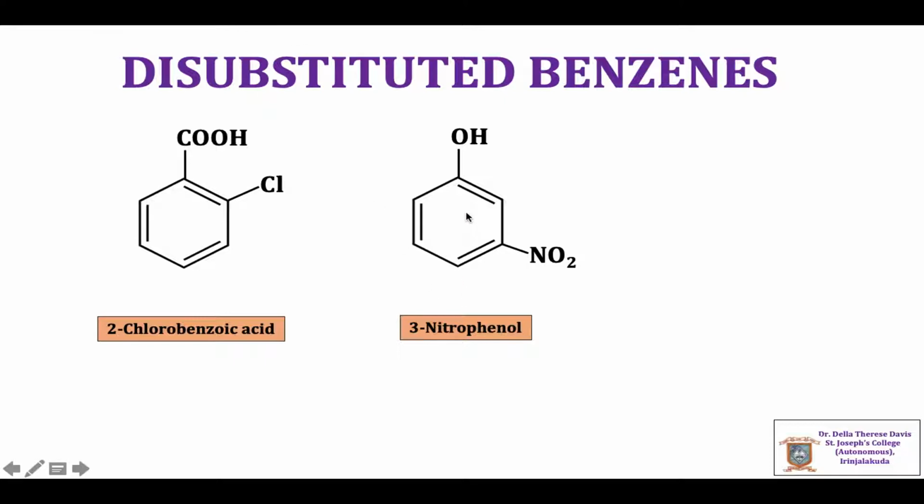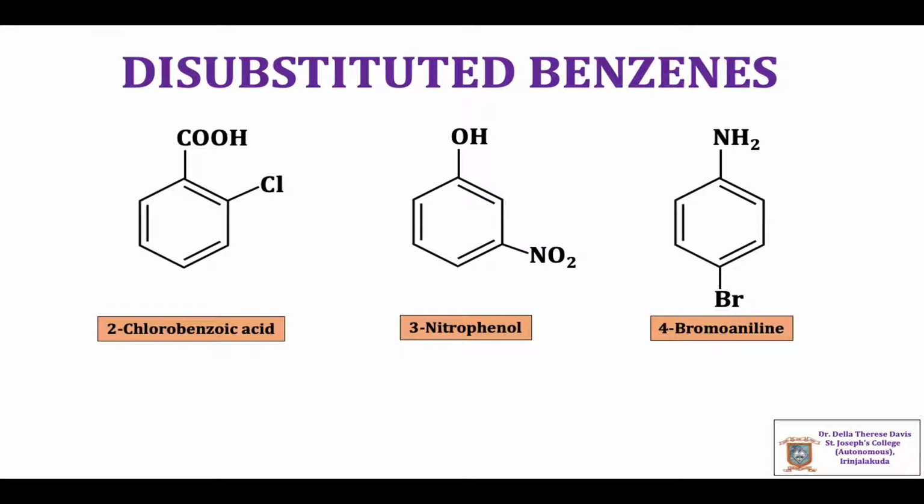Considering this second molecule, OH substitution on benzene is phenol. That is the common name accepted by IUPAC. And we have a second substituent NO2 at the meta position or at carbon number 3. Hence the molecule is named as 3-nitrophenol or metanitrophenol.